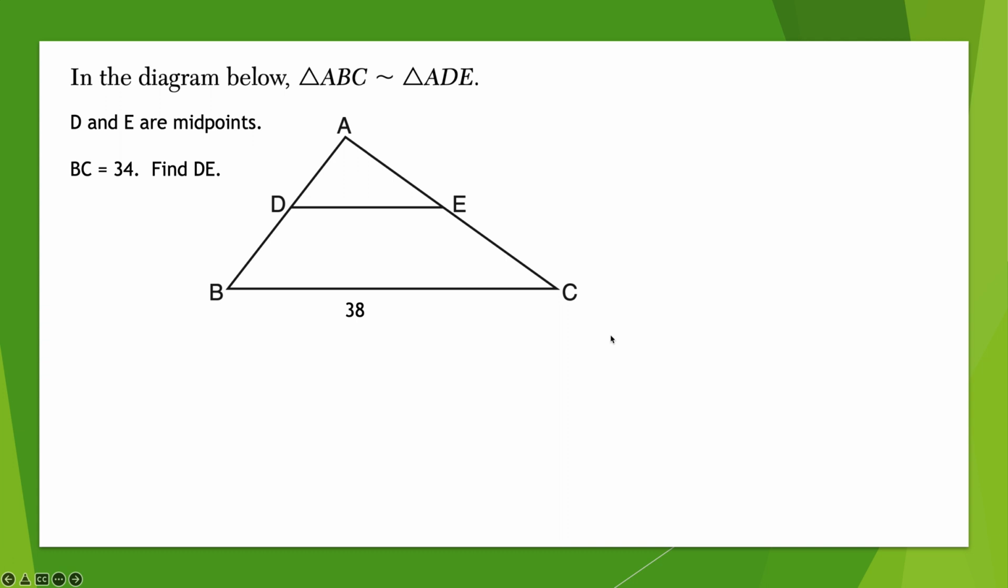Okay, so whenever I join the midpoints like D and E, I create a segment that's parallel to the third side of the triangle, namely BC, and half as long. So if BC is 38 in this diagram, it says 34 up there, but if it's 38 as it appears in the diagram, DE will be 19. So now we've progressed to the point where we're going to talk about the last lesson's material.